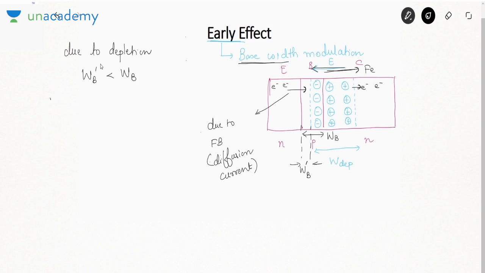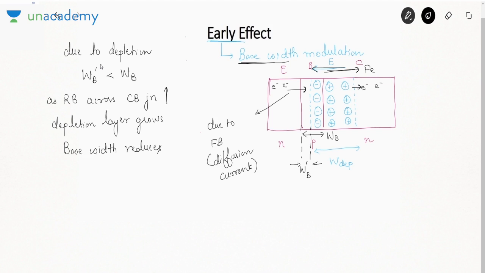So what we can say, as reverse bias across CB junction increases, as you increase the reverse bias across collector base junction, we know depletion layer grows. If depletion layer grows, then what happens? Base width reduces. Okay. The base width will reduce because depletion layer is growing.